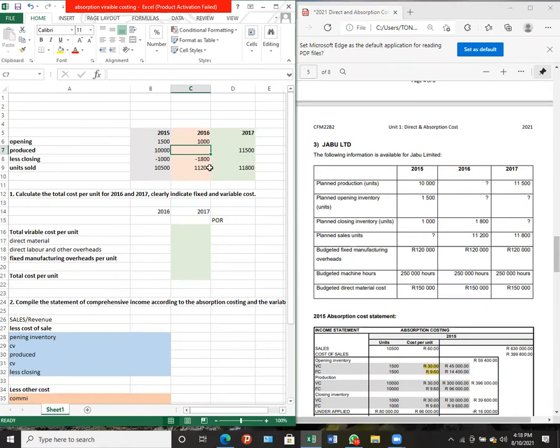And then now to get this one, we are going to take units sold plus closing, which is 1,800, less what? Opening. We get 120. And then, guys, you can prove whether this 120 is correct. This plus this less this, you're still going to get 11,200.